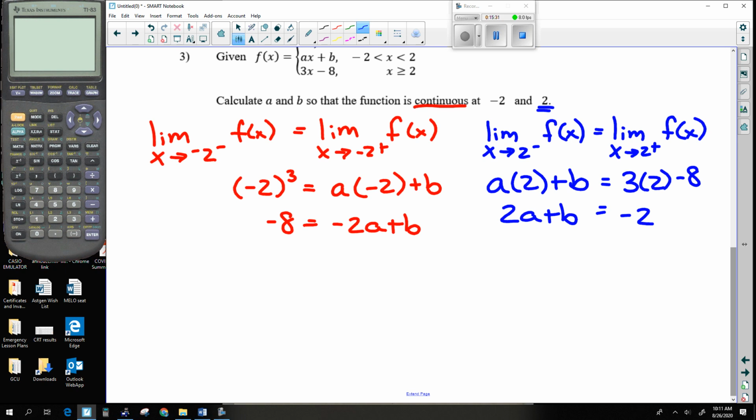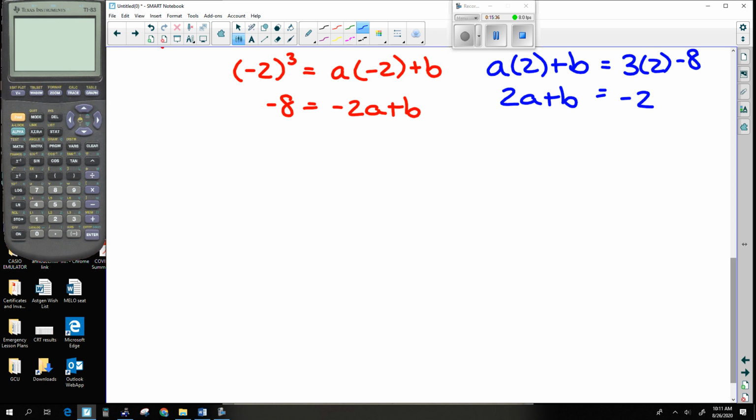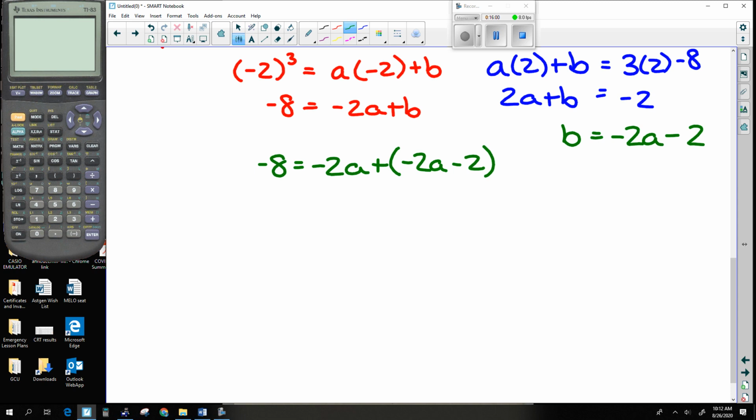All right, so now I have 2 equations, 2 unknowns. So all I have to do is just do some math. I'll work with the blue here, and I will solve for b. So b is equal to negative 2a minus 2. Okay, so I got a b. Jumping over to the red, negative 8 is equal to negative 2a plus negative 2a minus 2. So this will be negative 4a minus 2 is equal to negative 8, negative 6, negative 4a. A is equal to 3 over 2.